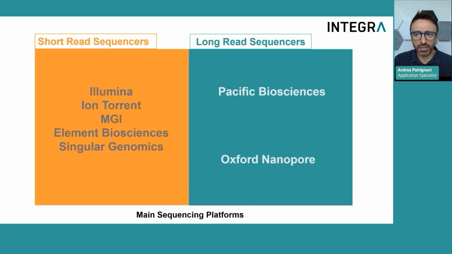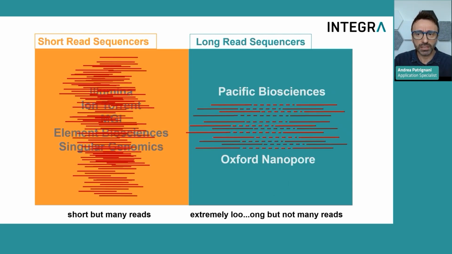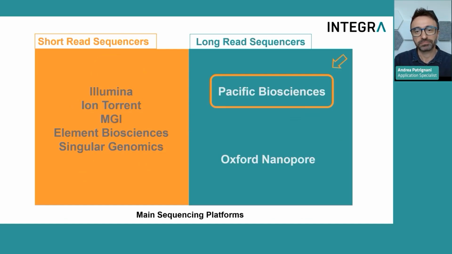Currently, there are 7 main players in the NGS market. Short-read sequencers like Illumina or MGI specialize in producing short reads with very high throughput. On the other hand, long-read sequencing technologies such as PacBio or Oxford Nanopore typically generate fewer reads but of extremely long length. While long-read sequencers are innovative and powerful, they do not completely substitute short-read sequencers. Instead, they often complement each other, supporting a wide range of applications.